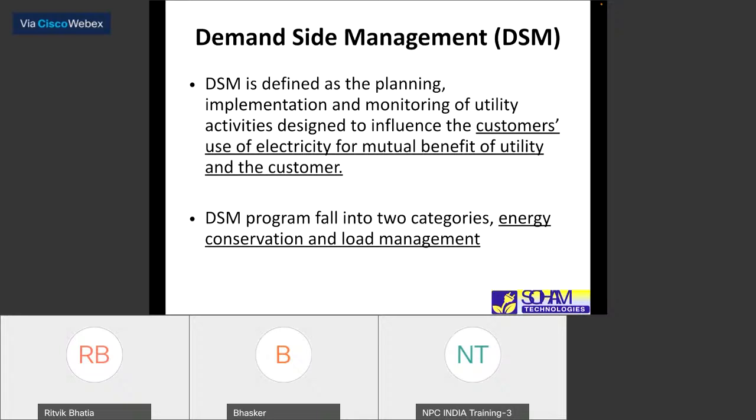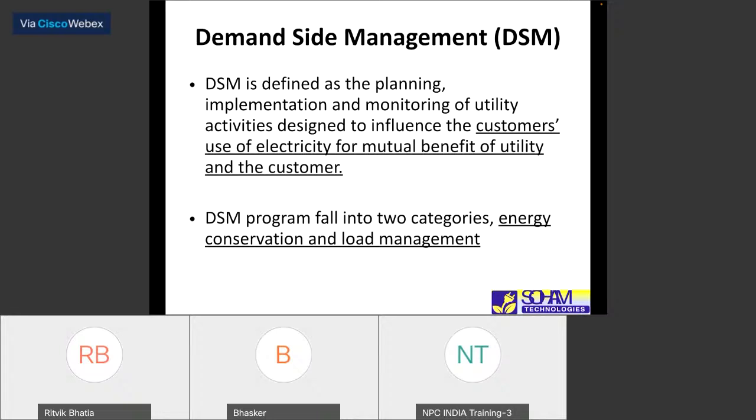So the DSM program has been published by the Government of India, which is a need of the time, a need of the hour, because demand side management is necessary in this country since it can save our fossil fuel. This DSM program falls into two categories: energy conservation and load management.